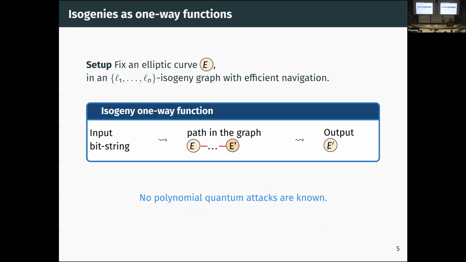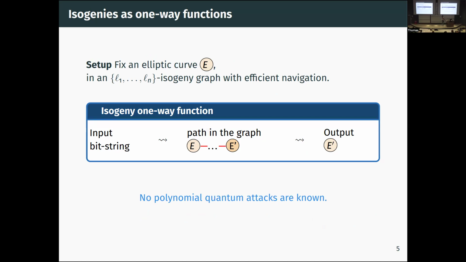What we do is we fix a graph that we want to compute in the beginning, and we fix some starting curve, so a vertex in this graph. Then on input some bit string, this will define a path in the graph. This path will only be used internally, and the output of the one-way function will be the end vertex of the path.